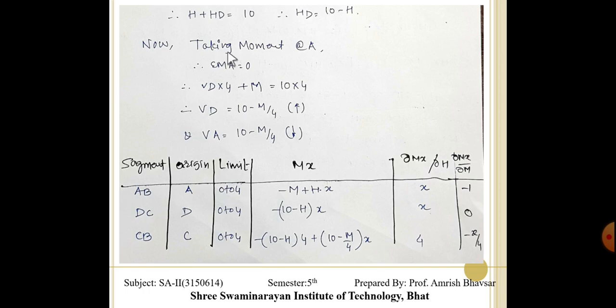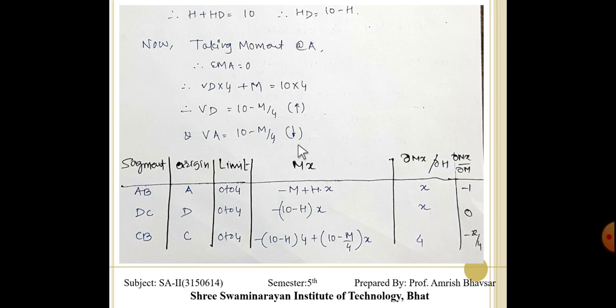Now taking moment at A, sigma MA is equal to 0. Now VD into 4 plus M, that is our moment, is equal to 10 into 4. Now VD is equal to 10 minus M by 4. This is plus, meaning it is upward, and VA is equal to 10 minus M by 4, which is downward.